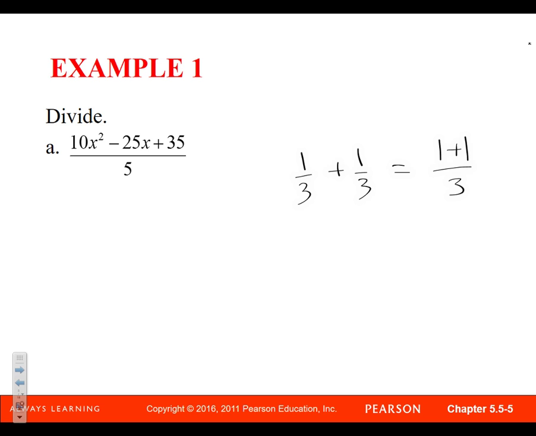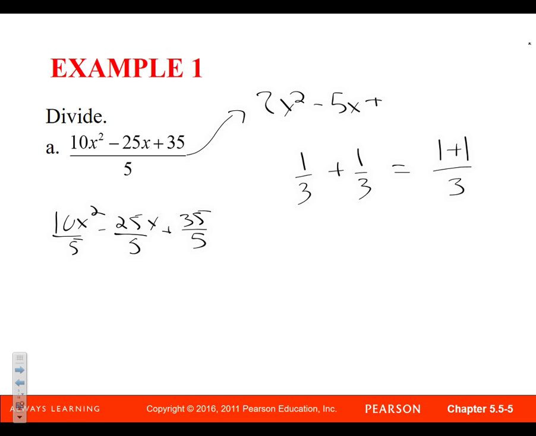So what they're really looking at is 10x squared over 5 minus 25x over 5 plus 35 over 5. That's what's really going on. So all you really have to do is divide every one of these terms in the numerator by 5. What's 10 divided by 5? Yeah, so 2x squared minus 5x plus 7, and there it is. Oh, that's easy. You just divide it. Yep, just divide.